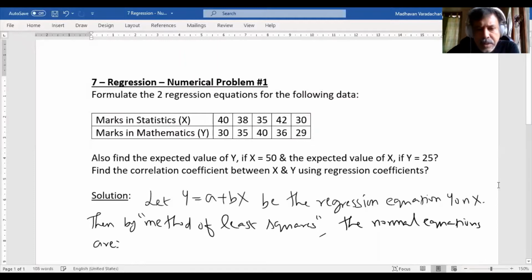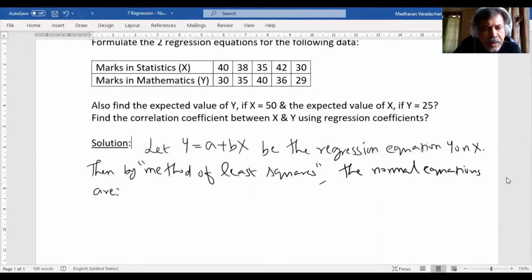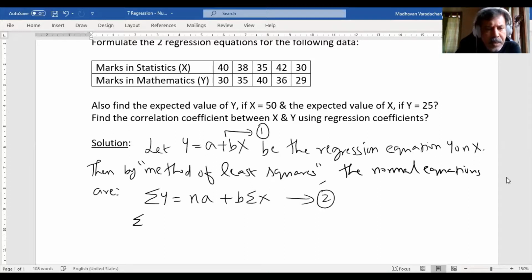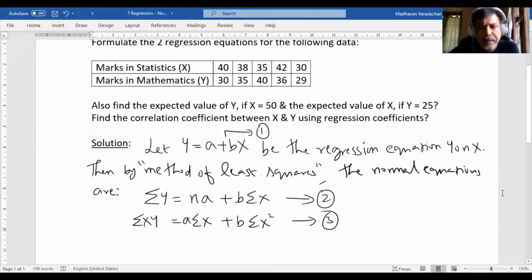we had seen those normal equations in our previous videos. If you haven't watched those, please watch those before coming to this. The normal equations are summation y equal to n times a plus b summation x. Let me consider this as equation 1, this as equation 2, and then the second normal equation will be summation xy equal to a summation x plus b summation x square. Consider this as equation 3.